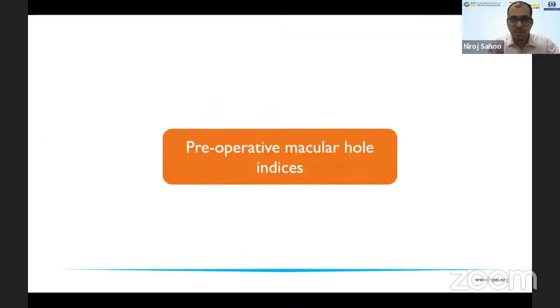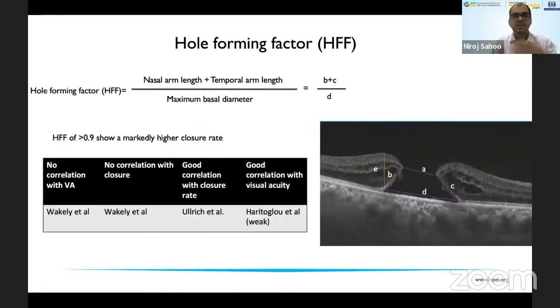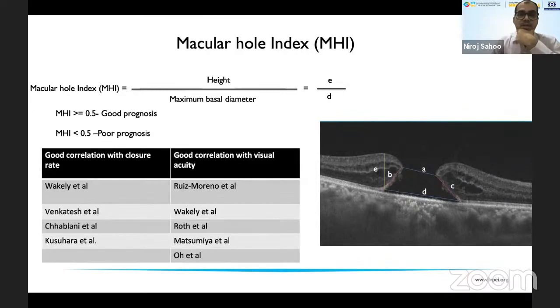Let us come to the preoperative macular hole indices individually, and let us review some of the evidence. First, the hole form factor, one of the first indices that came. If you look at the evidence, there are multiple studies that have shown either no correlation or good correlation with either closure or visual acuity, thus telling us that this might not be a good index for prognosis. On the other hand, if you look at the macular hole index, most of the studies actually talk well about it. We can see the number of studies showing good correlation with either closure or visual acuity, thus telling us that MHI could be a good prognostic indicator that can be used in clinics.